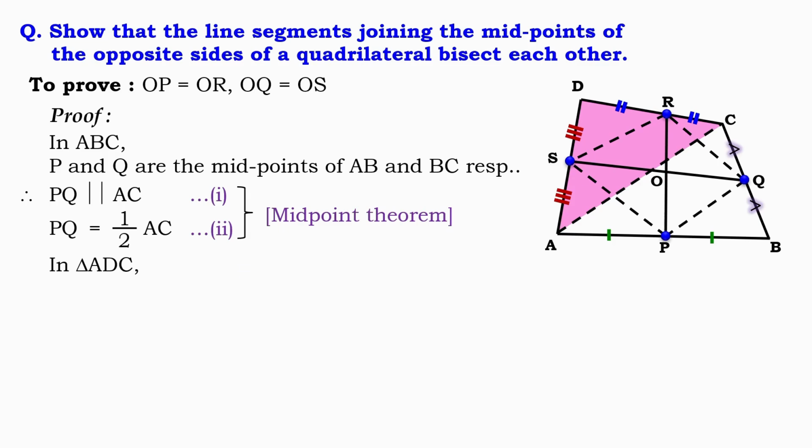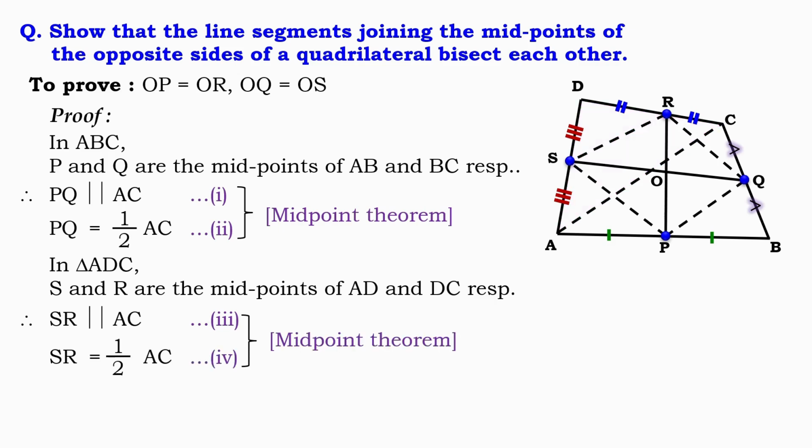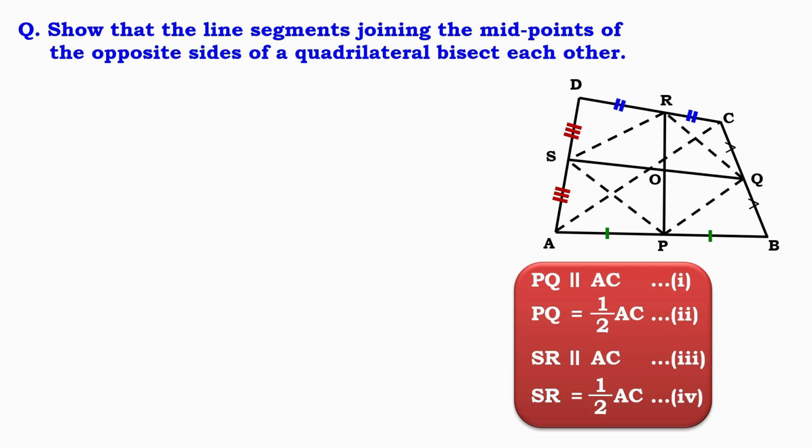So in triangle ADC, S and R are the midpoints of AD and DC respectively. So SR is parallel to AC, and this is equation number 3. SR is half of AC, this is equation number 4. So by which theorem? That is the midpoint theorem. We can say that. Okay. Now these are the 4 equations, or 4 criteria, we have got.